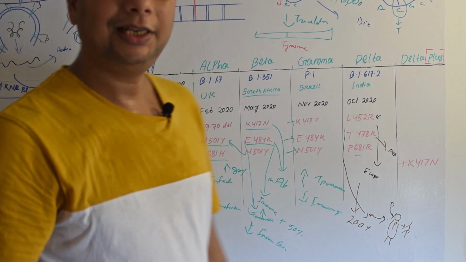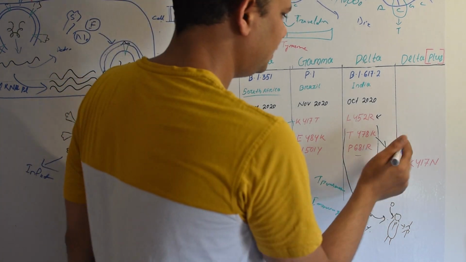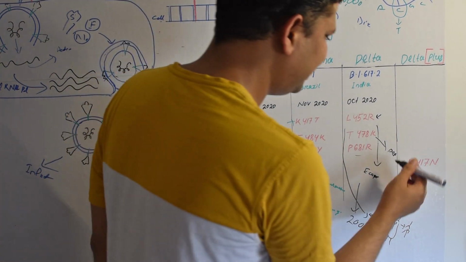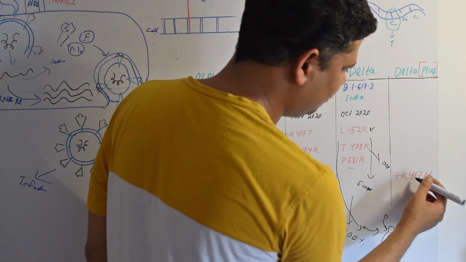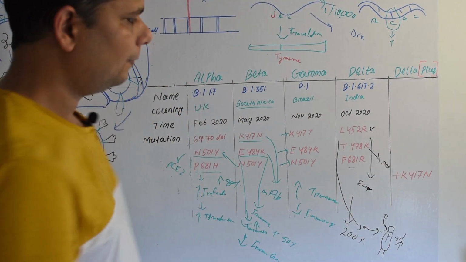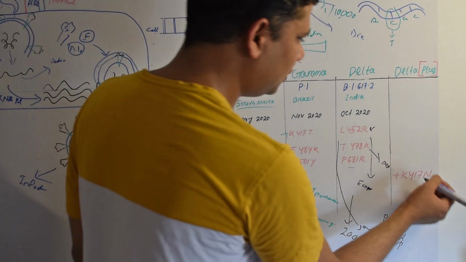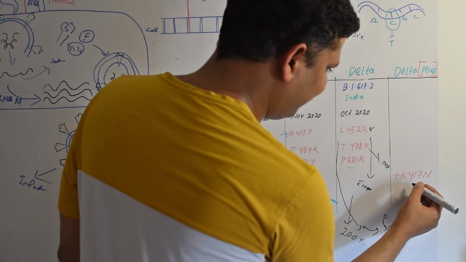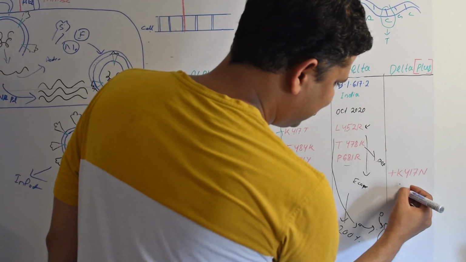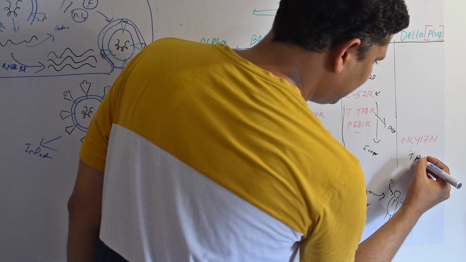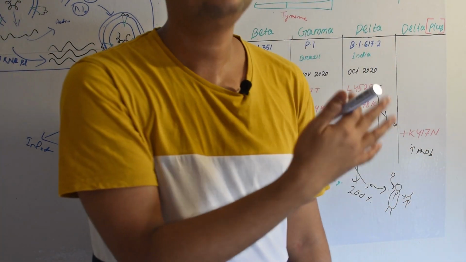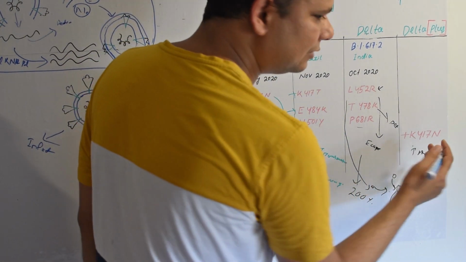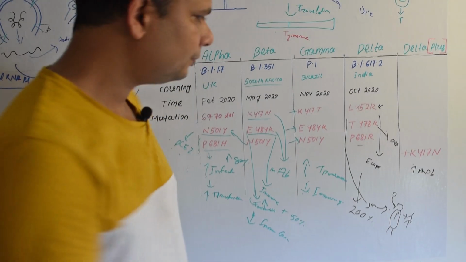Now comes the Delta plus variant, which has all the mutations which were present in Delta, along with one more mutation, K417N. This K417N mutation is present on the receptor binding domain of the coronavirus, and because of this mutation, it escapes monoclonal antibodies which are produced to block the infection. So it escapes class 1 and class 2 monoclonal antibodies.